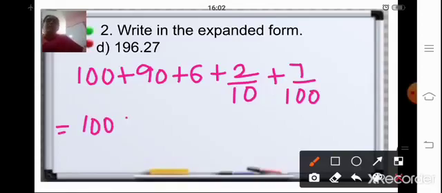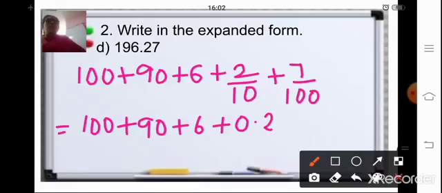So 100 plus 90 plus 6. Now 2 upon 10, so 0.2. Now the digits after the decimal point should be equal to the number of zeros in the denominator. Keep this in mind. Now here it is 100, so after the point there should be 2 decimal places. So while writing it will be 0.07. So 2 zeros, 1 2. Okay.